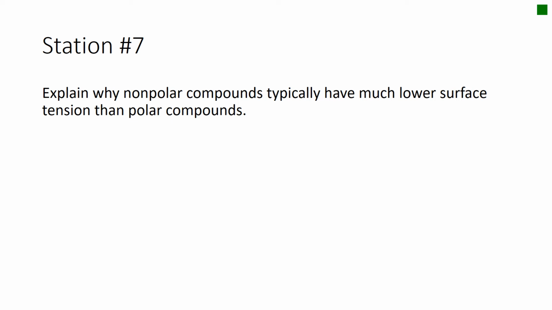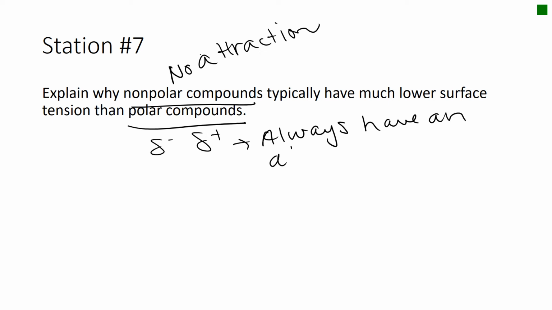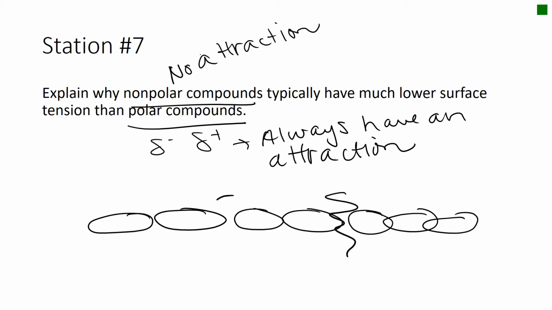Explain why nonpolar compounds typically have a much lower surface tension than polar. Well, nonpolar have no attraction to one another. So think of very, very weak magnets, if at all, no attraction. Whereas the polar molecules have that negative and that positive. So they always have an attraction to one another. And when you're talking about surface tension, you're talking about the ability to link one molecule to another molecule, to another molecule, to another, and not break it apart. That's what's going to cause the surface tension to break.